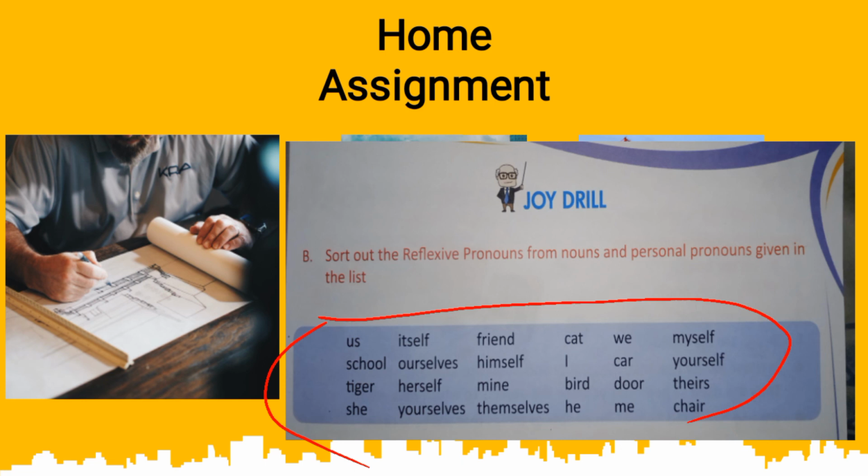This is very easy. You know about the reflexive pronouns, you know about the nouns, and you know about the personal pronouns also. So categorize these words in three categories: reflexive pronoun, nouns and personal pronouns. So that's your homework. You will do it in the homework.